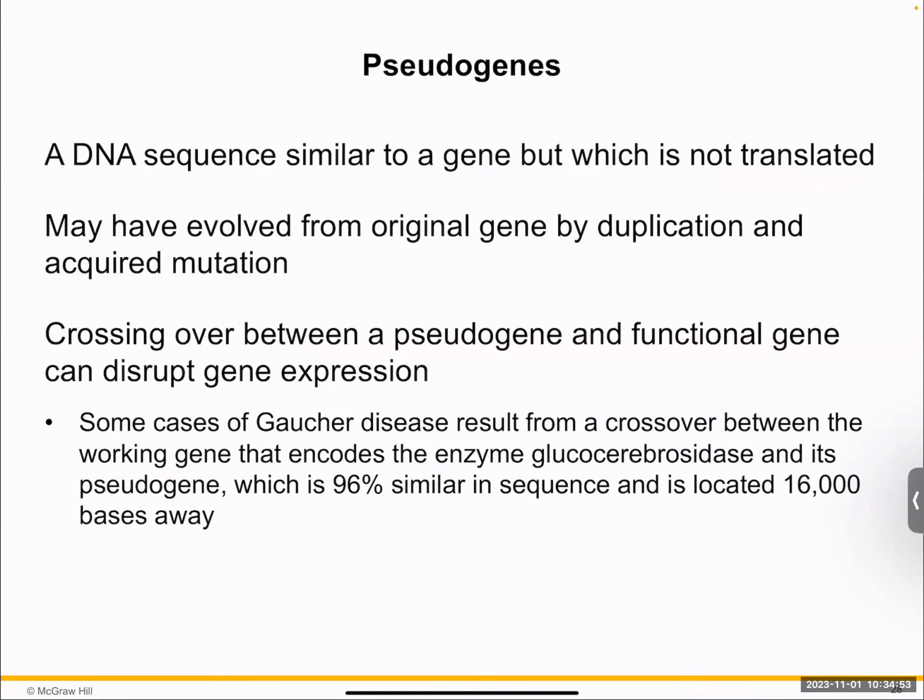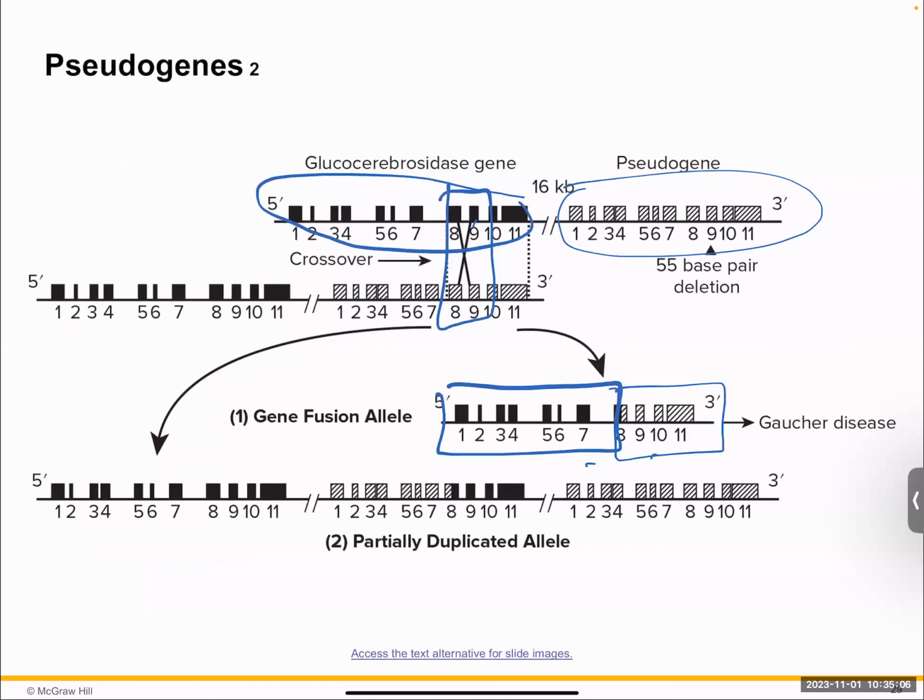So it's very interesting to know that 90% of the sequence is similar, and that abnormality is actually located all the way closer to the end of the sequence. So as you can see, it is in the exons 8, 9, 10, and 11.